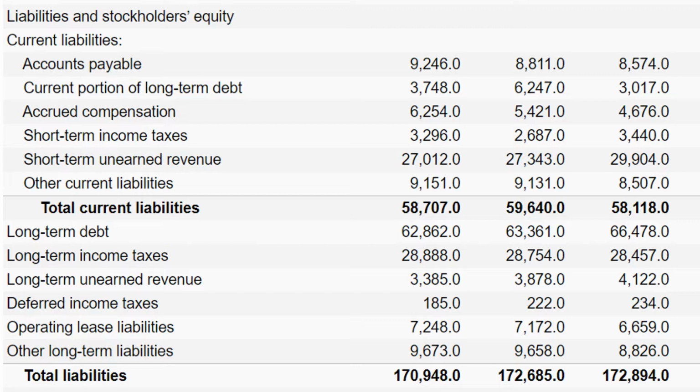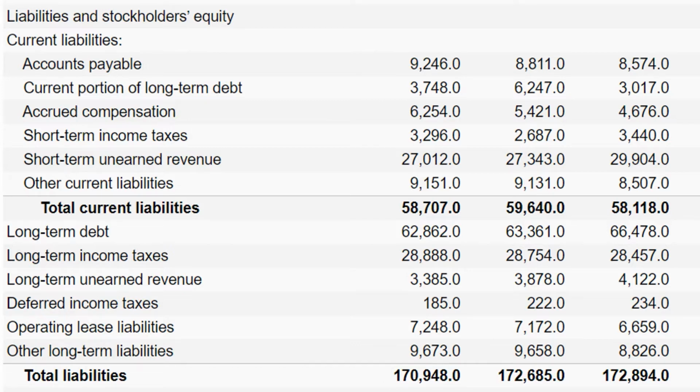Next, you have operating lease liabilities. So this is money that the company owes for leases that it has. And then lastly, you have any other long-term liabilities that the company is going to have to pay back at some point, but will not have to pay back within the next 1 year. If you total up all the liabilities, you get just over $170.9 billion.